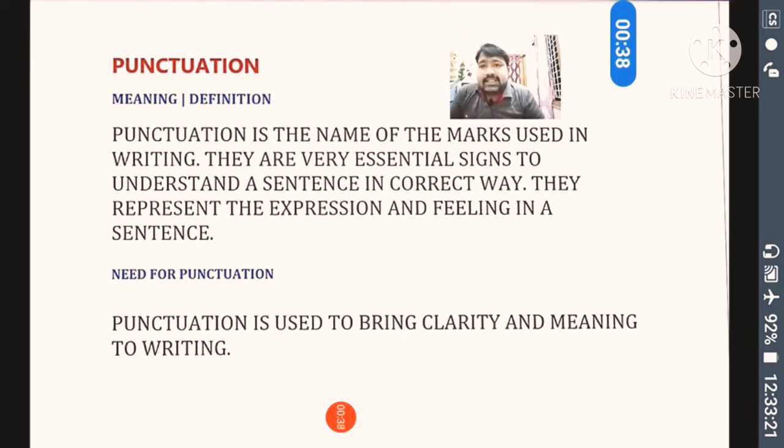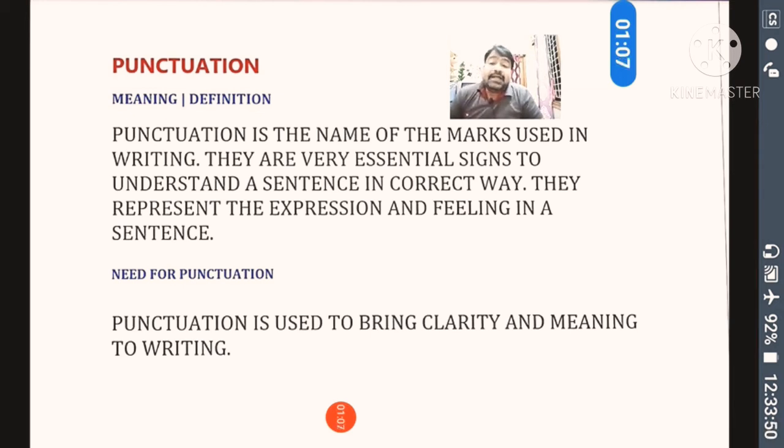Punctuation is the name of the marks used in writing. They are very essential signs to understand a sentence in the correct way. They represent the expression and feeling in a sentence. Okay, so why do we need punctuation? Now let us know the need of punctuation.